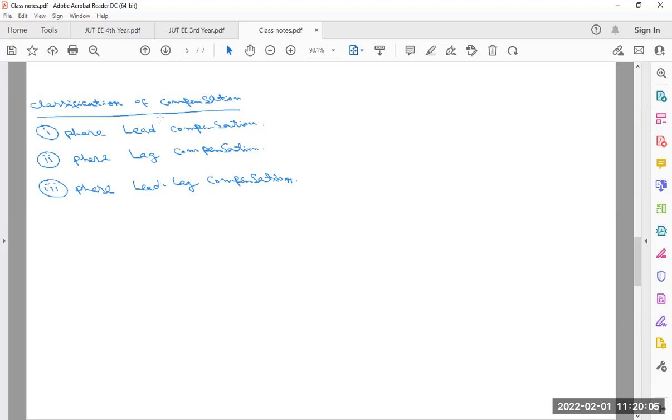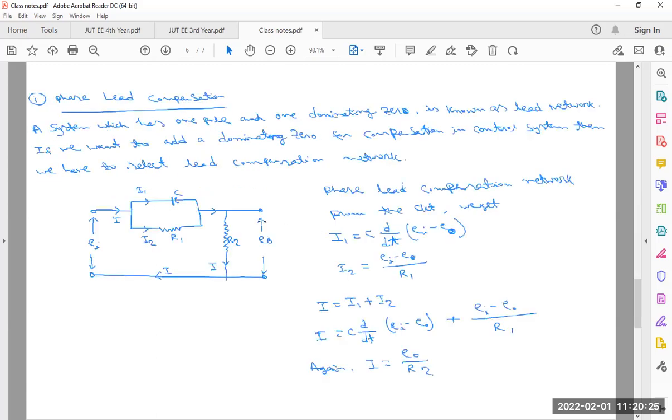In this case, previously we used only the lead compensation network. Number 2, we design the lag compensation circuit, and the third is basically the lead network plus the lag network. This is called the phase lead-lag compensation network. This phase lead compensation circuit we discussed previously. It is a basically simple circuit we have to design for the phase lead compensation design.